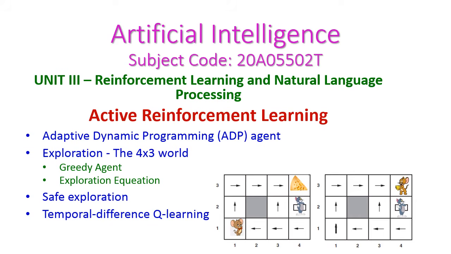In this artificial intelligence class, we will see active reinforcement learning from the third unit. In today's class, we will discuss the adaptive dynamic programming, that is the ADP agent, and then exploration by using the 4 by 3 world. In this exploration, we will see the greedy agent and exploration equations. After that, safe exploration by using some real-time examples. After that, we will see temporal difference Q learning.